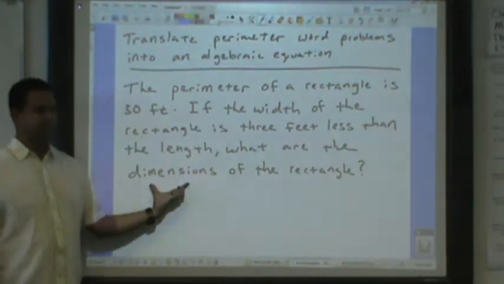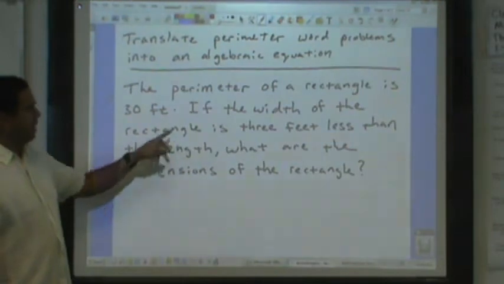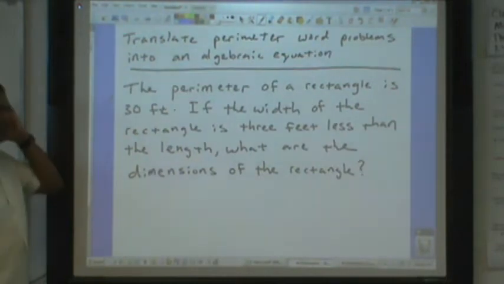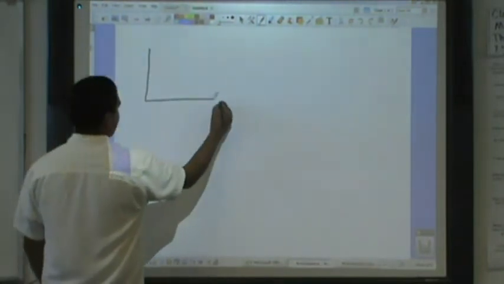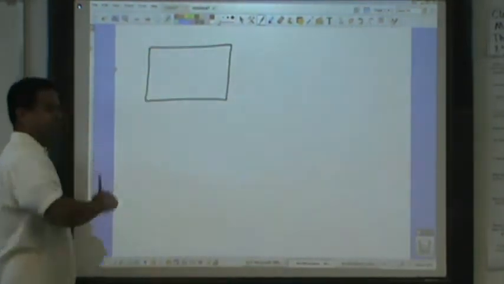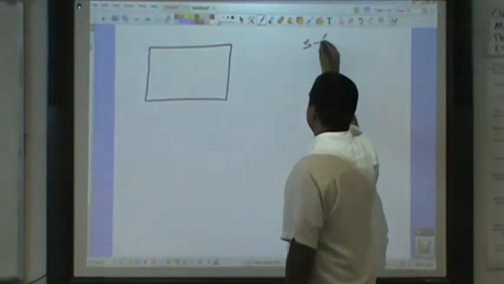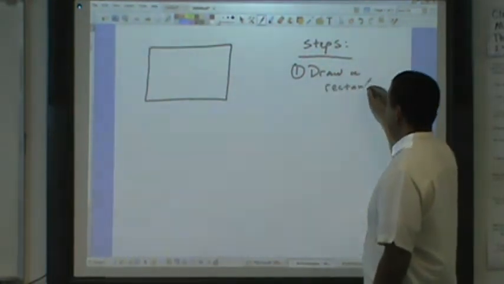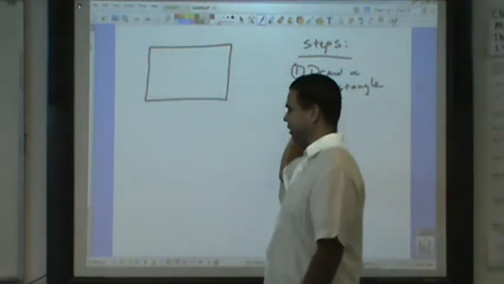When you read that word dimensions, we want to know the length of the rectangle and the width of the rectangle if the perimeter is 30 feet. So how are we going to answer that question? First thing you do, draw a rectangle. That's the first thing I want you to do. When you note it, write the notes down, very good.